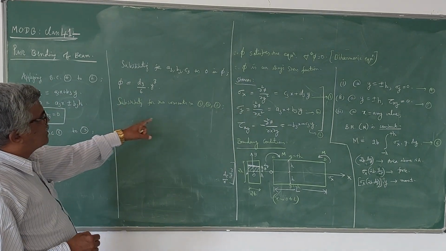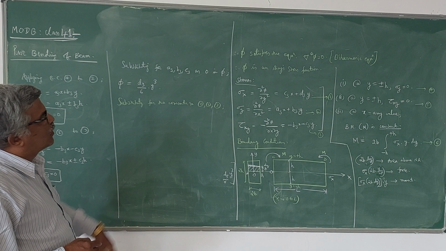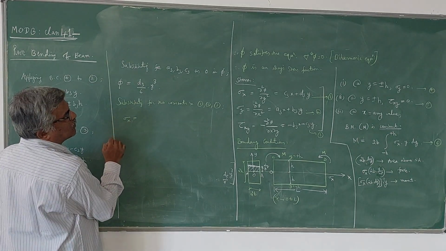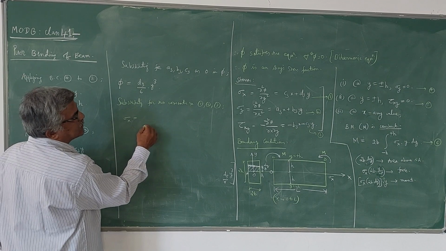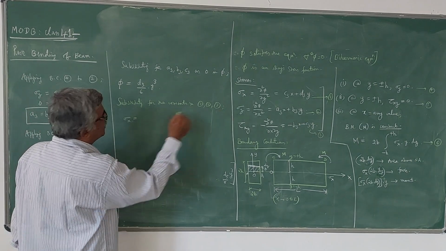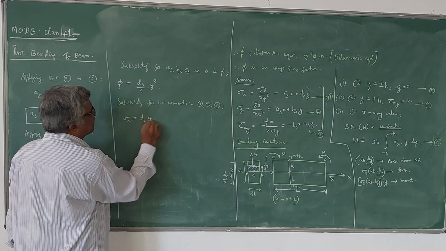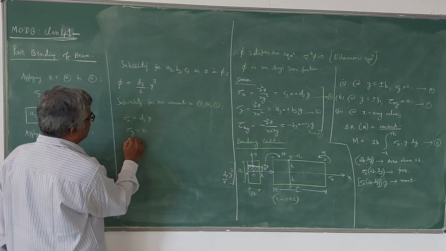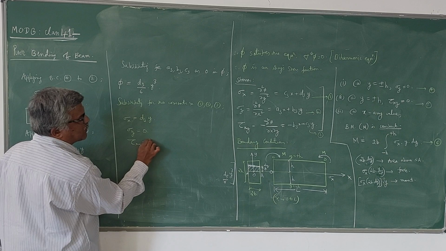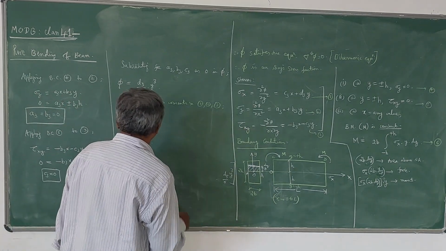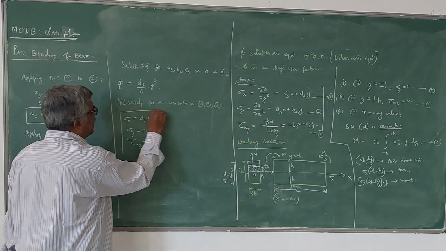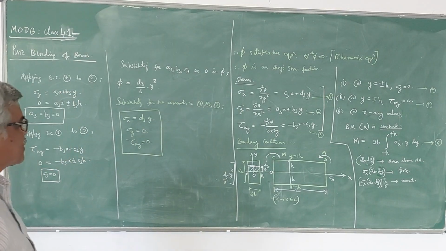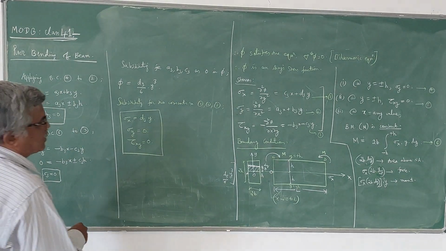Substituting for the constants in 1, 2, 3, what you will get is sigma x equal to c3x, that means 0, whereas d3y is not 0, so it becomes d3y. Sigma y will be 0 because both a3 and b3 are zeros. Tau xy is also 0 because b3 and c3 are 0. So this is what we get. Only sigma x has a value; sigma y and tau xy will both be zeros.